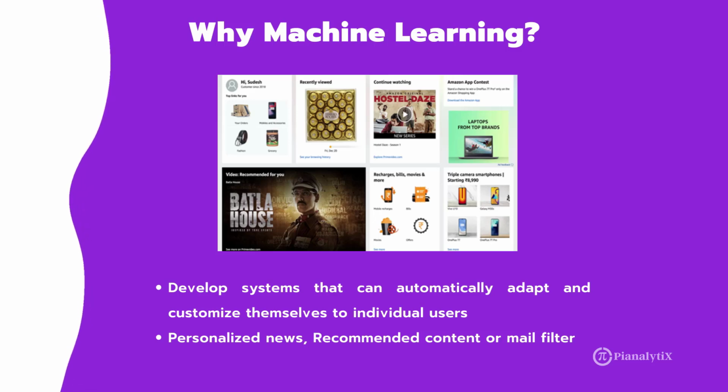Each of these websites has billions of users. So it's not possible for someone to write a program which will generate personalized content for each user, like personalized news, recommended content, or mail filters. In a recommendation system, it's very important that we use some machine learning or statistical model to recommend personalized content to individual users.